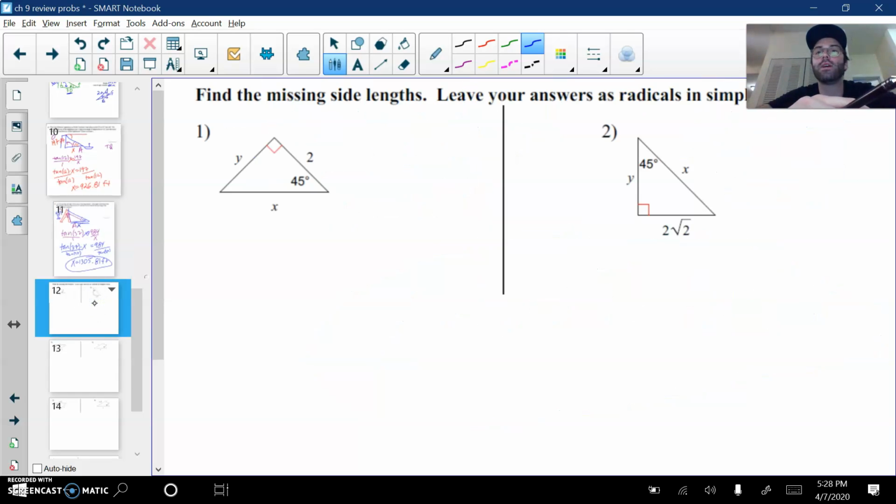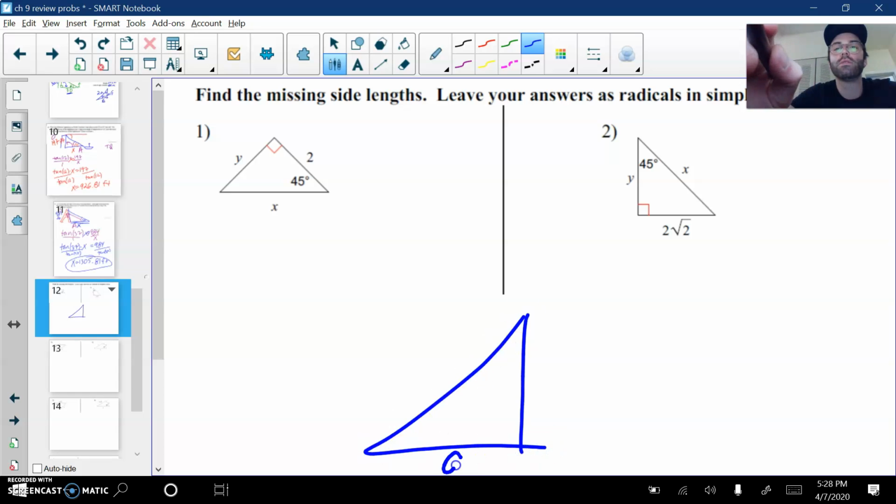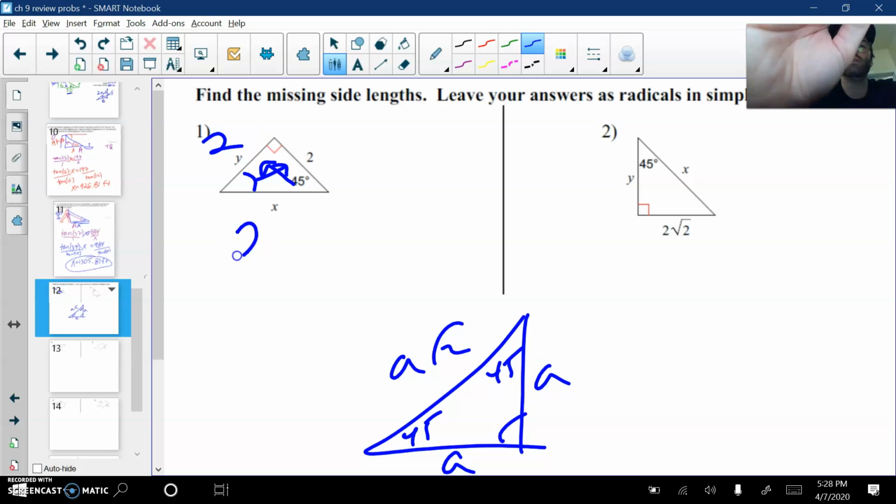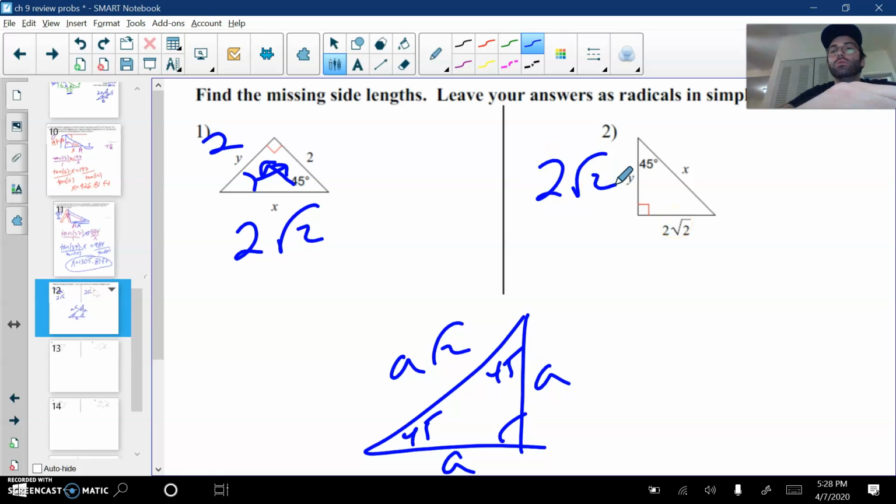All right, here we go. Special right triangle time. Okay, so this is our first one. Remember, this is A root 2. It's a 45, 45, 90 triangle. Across from our 45-degree angles are going to be the same. Well, this is across from 45, so this has to be 2. That makes this 2 root 2. Across from 45 now is 2 root 2. So in this case, y is also 2 root 2.